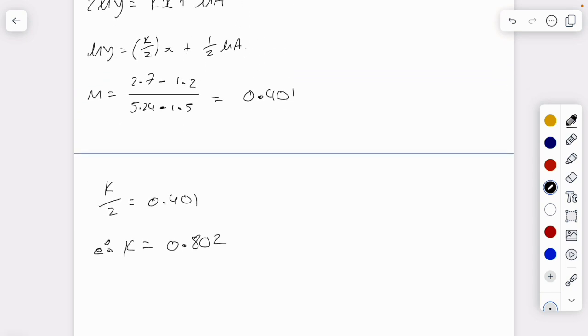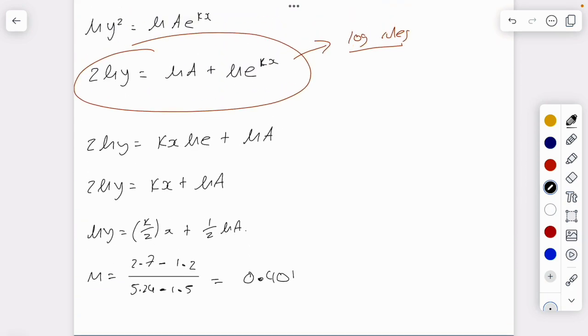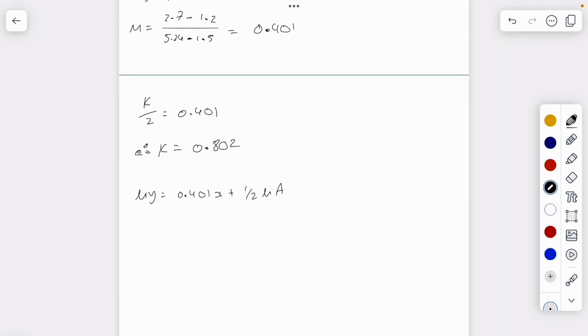But now we have to find a. Right, now how are we going to find a? Well, what we can say, guys, is ln y, and we sub this in, it's going to equal 0.401 x plus half ln a. And that's just a simple case of plugging in values.